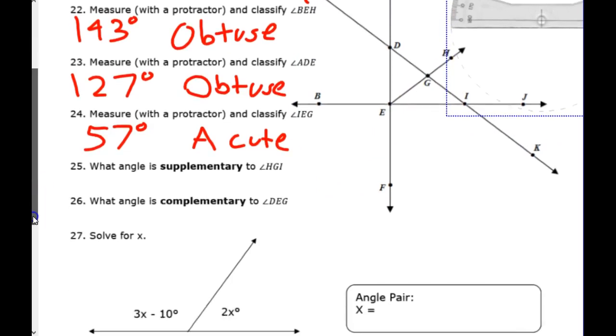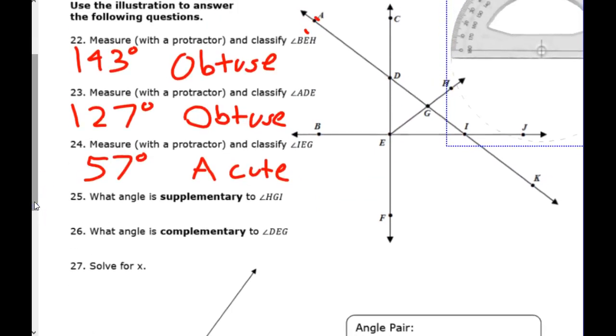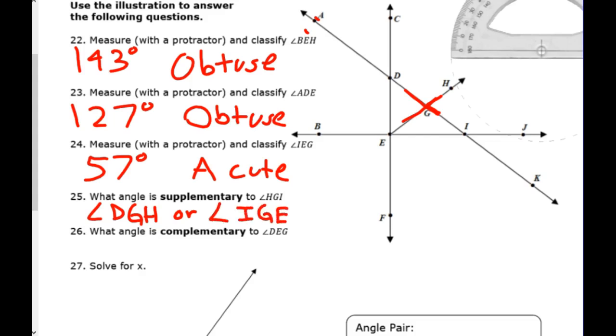All right, 25, it's asking me, what angle is supplementary to HGI? So what is right next to HGI that makes 180 degrees? So HGI is right here. What angle is right next to it that makes 180 degrees? Well, you have two options. You can either do angle DGH, or the other one next to it is IGE. Either one of those angles is right next to it and adds up to a straight line of 180 degrees.